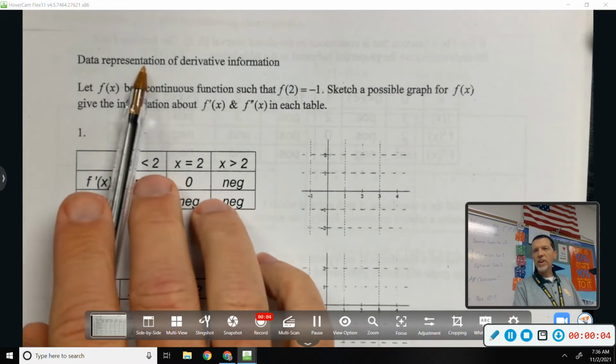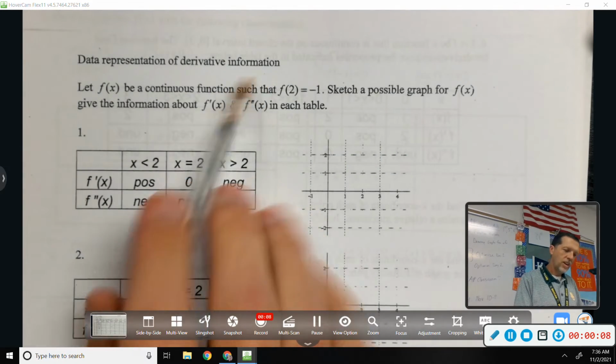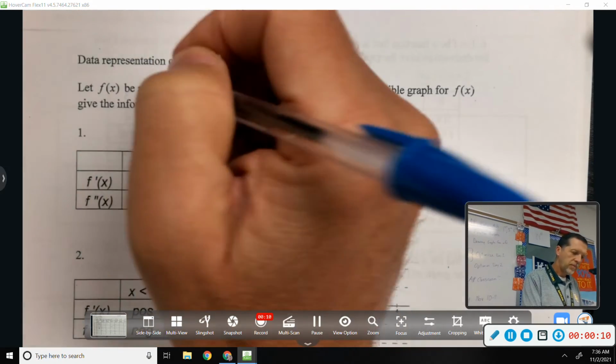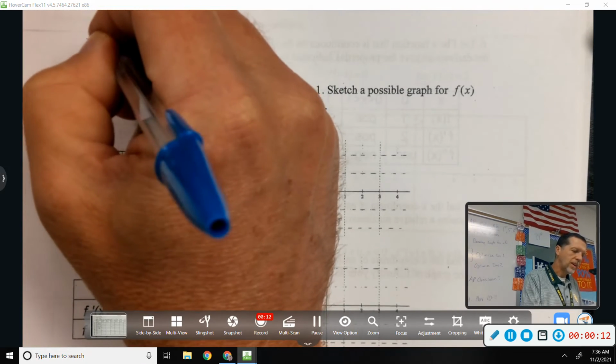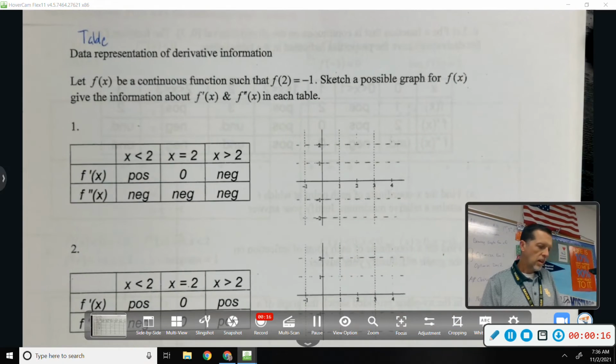This is a terrible title for this worksheet. Data representation of derivative information. I don't know, maybe it's not terrible, but it's like information in a table. Can we go from a table to a graph?